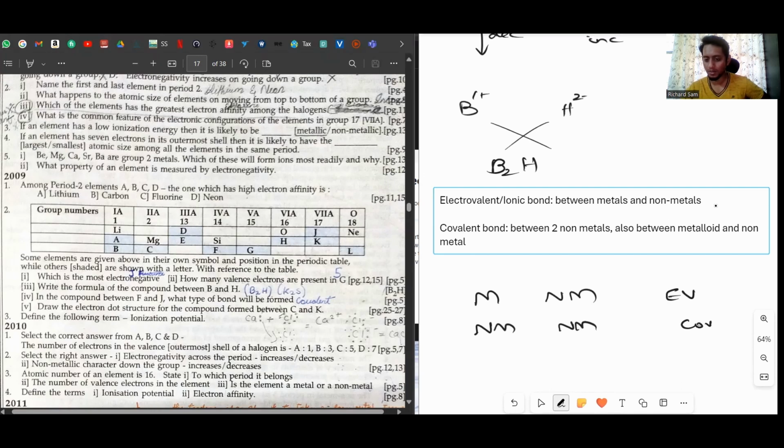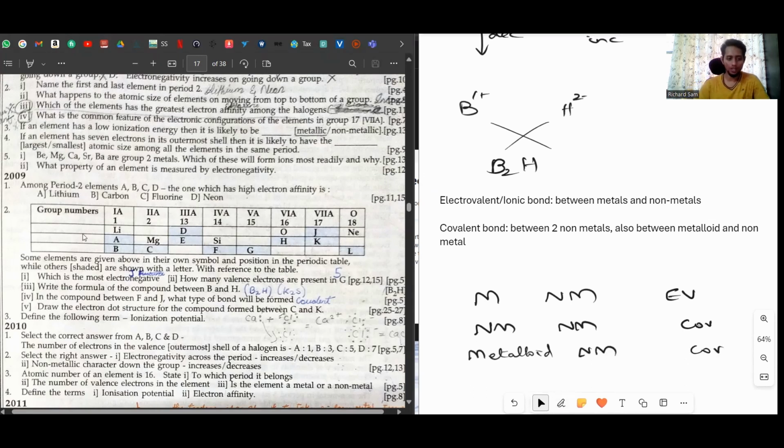Between metalloid and non-metal, covalent. Okay, so this answer is what? Between F and G, it's covalent because it's a metalloid and a non-metal. Okay, we'll answer the questions from your book now.